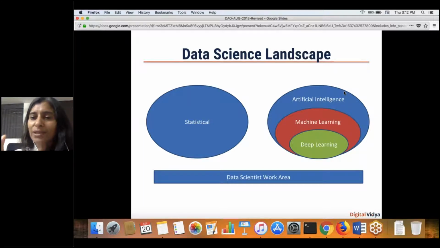Right, so don't worry. I think for you to understand terminologies at just this level is enough, as long as you understand that these are the different things which are being done in data science.